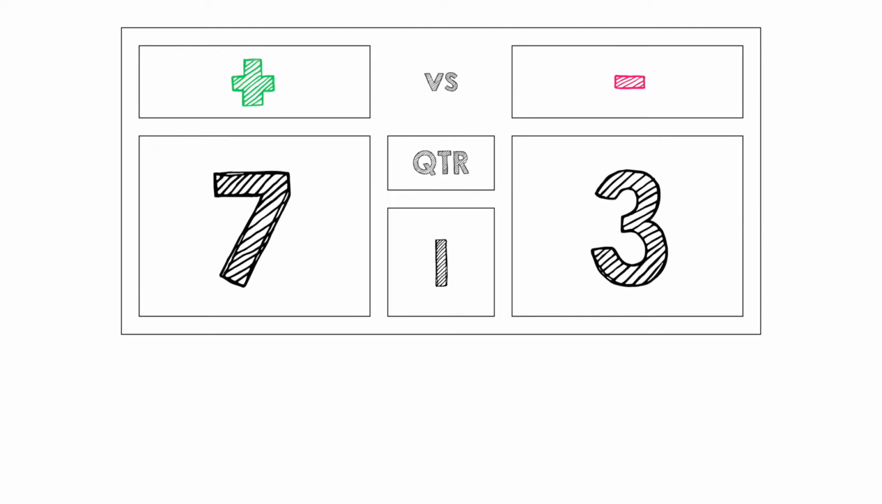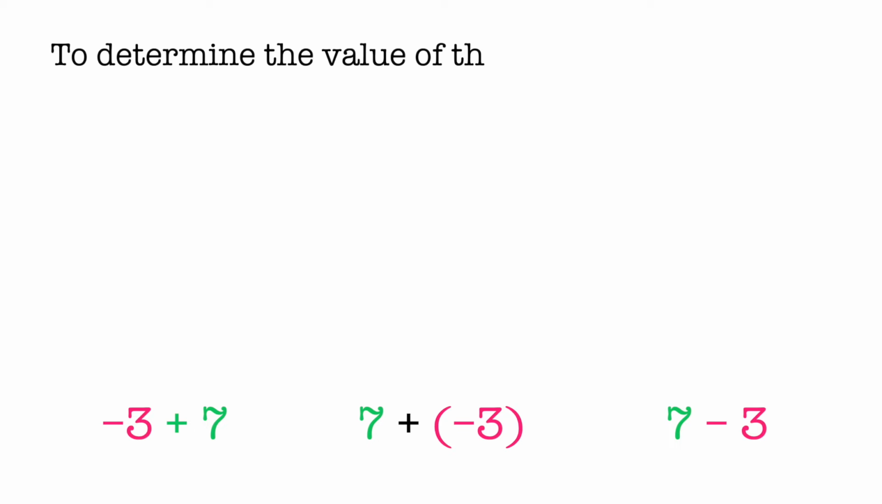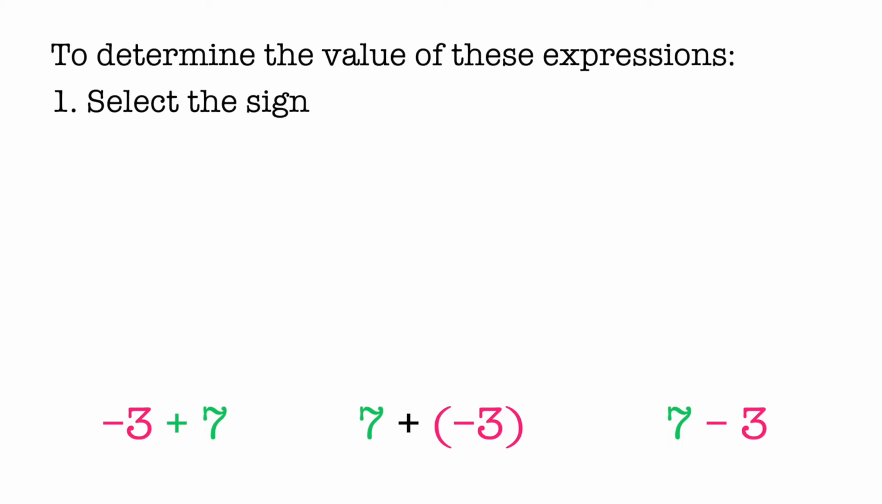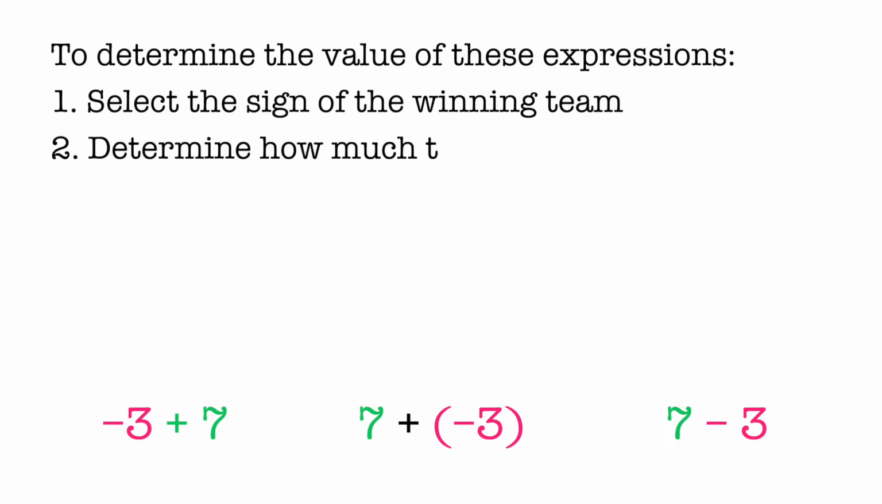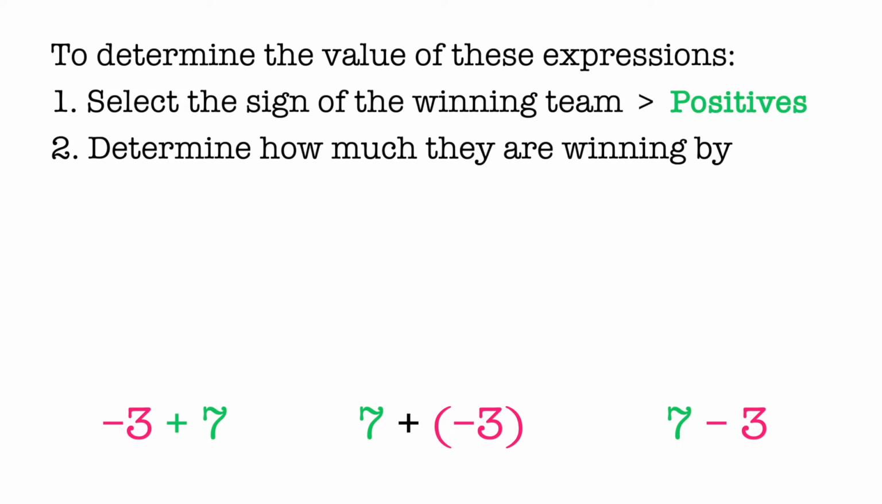Positive 7 and negative 3 put together can be expressed multiple ways. Possible expressions include negative 3 plus 7, 7 plus negative 3, or 7 minus 3. All three expressions are equivalent and result in the same value. To determine the value of these expressions, we select the sign of the winning team and then determine how much they are winning by. For these expressions, the winning team is the positives and we see they're winning by 4. This means our solution is positive 4.